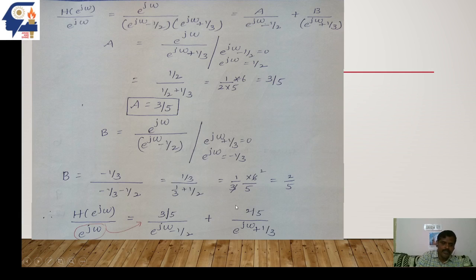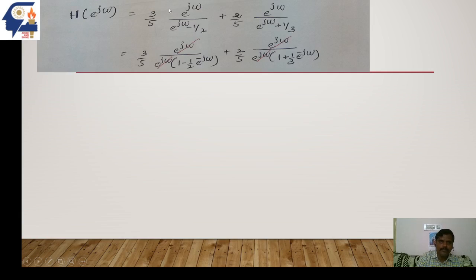Now I am going to send this e power j omega to the right side. Now you know what is the purpose of taking e power j omega to the left side. It will become 3 by 5 e power j omega plus 2 by 5 e power j omega. Now in the denominator take e power j omega as a common factor here and here also. Then e power j omega gets cancelled. To make a cancellation of e power j omega, I have taken e power j omega to the left side.